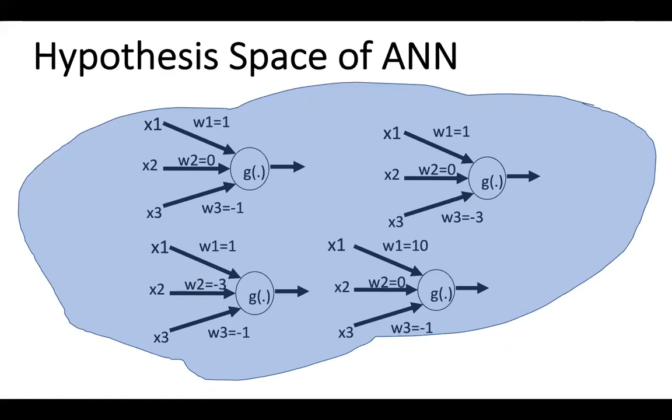Okay. As I said, the hypothesis space or model you get from an artificial neural network is the set of maps that are obtained from the same structure, so from the same edges, links, and neurons, but a different choice for the weights. So these weights of the edges are what we tune when we train a deep neural network.